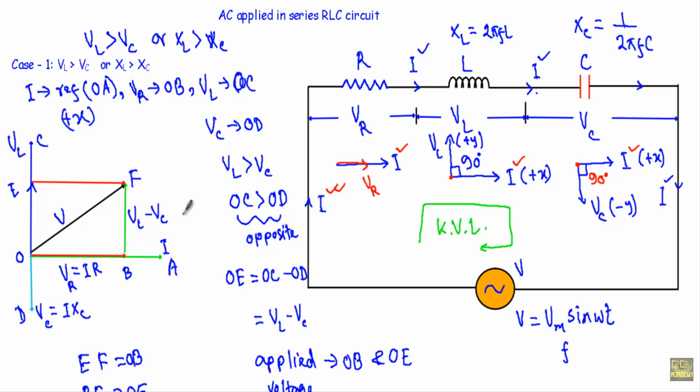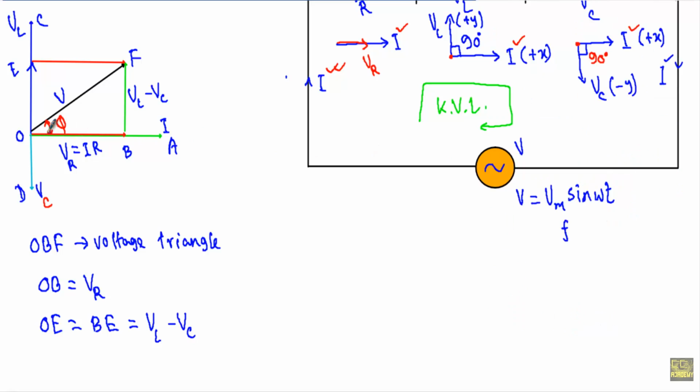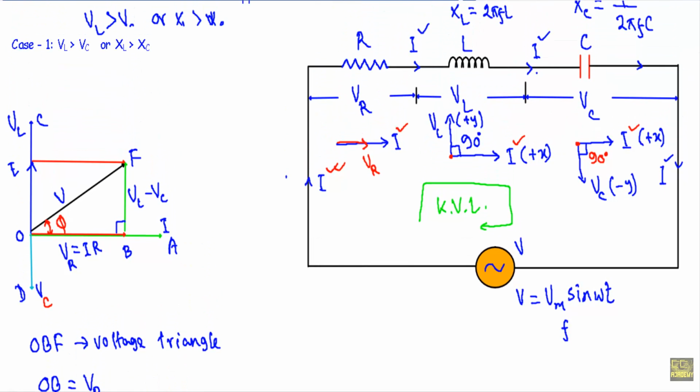Now see, this is our applied voltage phasor V. This is our current phasor I. Let's say between V and I we get an angle phi. Now look at the triangle OBF. You will see this angle will be 90 degree. So I will say that OBF is a right triangle. Therefore this OBF will be the voltage triangle for the case VL is greater than VC.